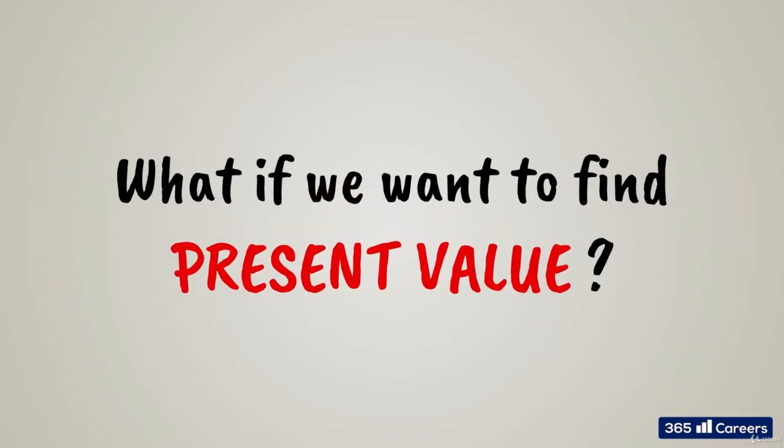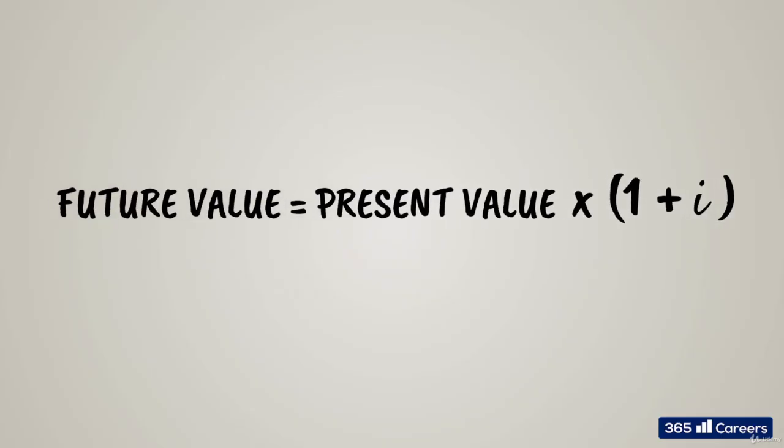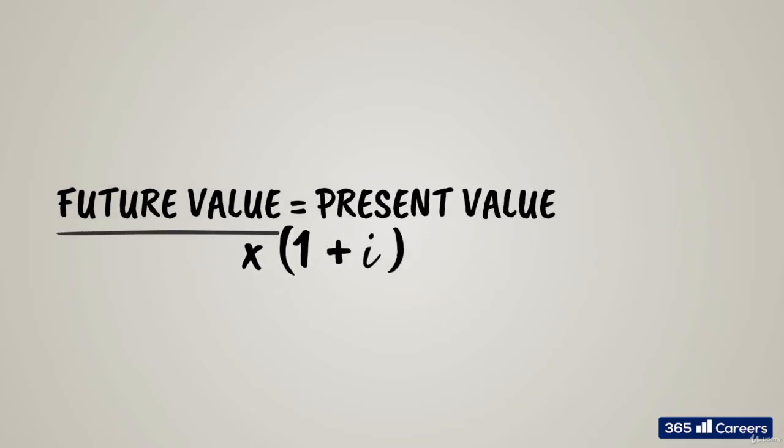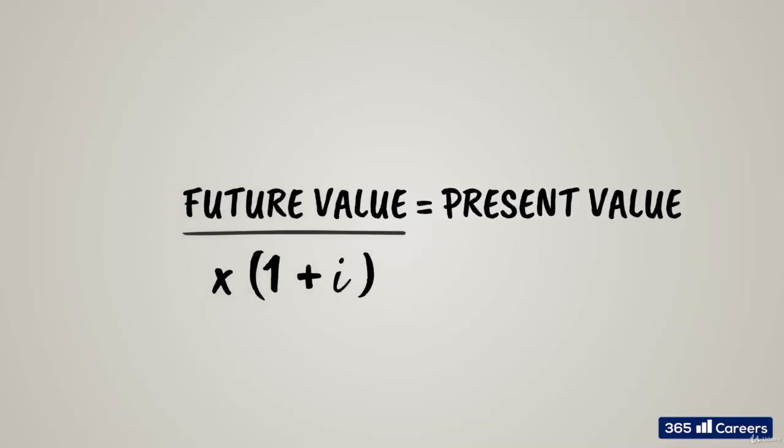What if we want to find the present value of a future cash flow? How do we find how much a cash flow we will receive is worth? Starting from the equation future value equals present value times 1 plus I, we can simply divide by 1 plus I, and we'll obtain that the present value equals future value divided by 1 plus I. When we account for the time value of money in this way, going backwards, we talk about discounting.